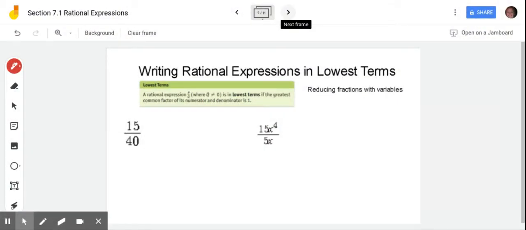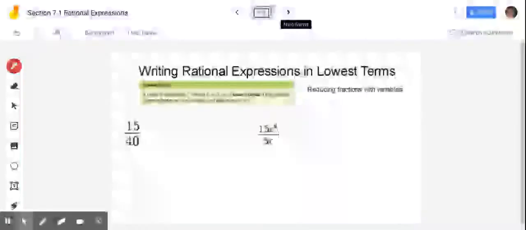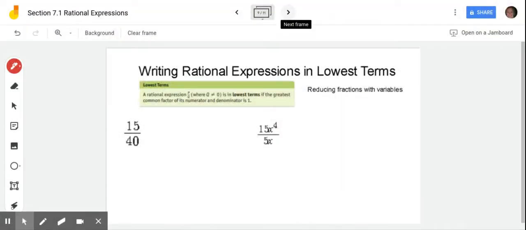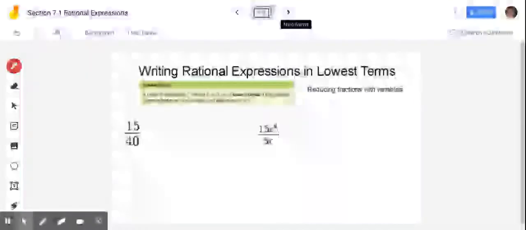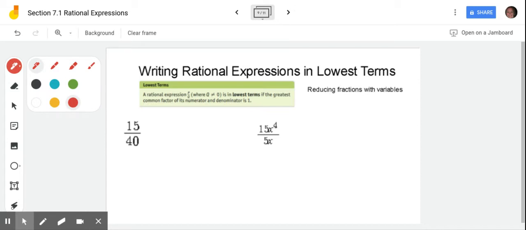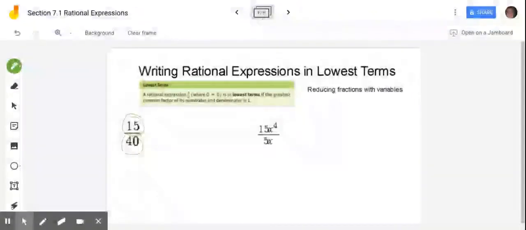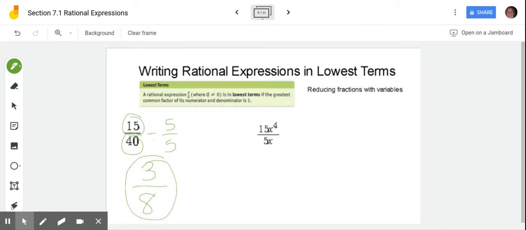Writing rational expressions in lowest terms. Basically, what we're doing is we're reducing fractions. Okay? So the first example I have here, I don't have any variables, I just have a fraction, but it's not in lowest terms. Okay? 15 and 40 have a GCF of 5. So if I divide the top and the bottom of that by 5, I'm left with 3 over 8. Now that fraction is in lowest terms.